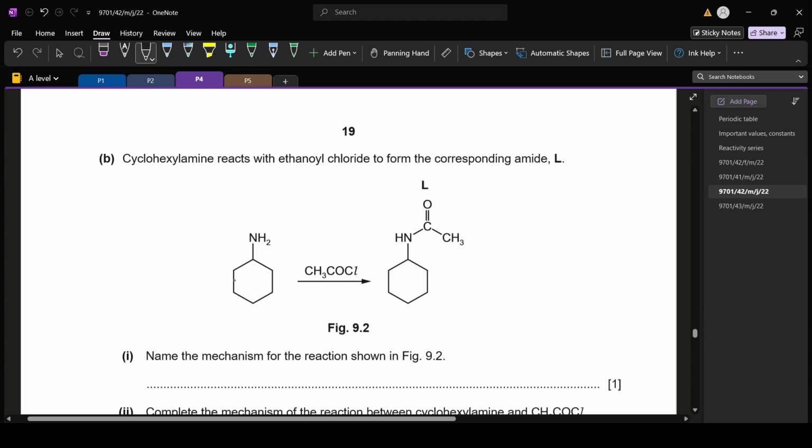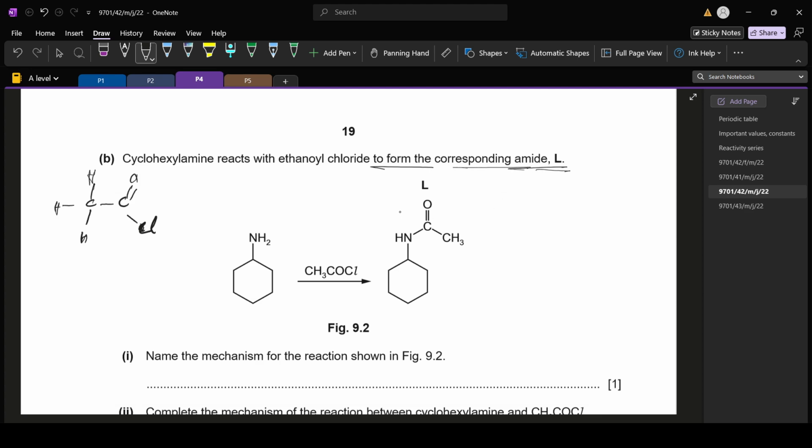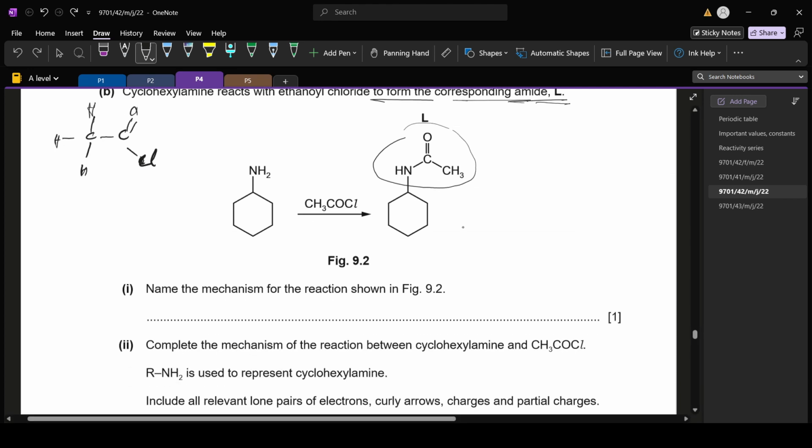Moving towards the next part B. Cyclohexylamine reacts with ethanoyl chloride. This is the structure of ethanoyl chloride, and these acyl chlorides are the most reactive series in organic chemistry. Cyclohexylamine reacts with ethanoyl chloride to form the corresponding amide. This is your amide linkage. So this is your L.